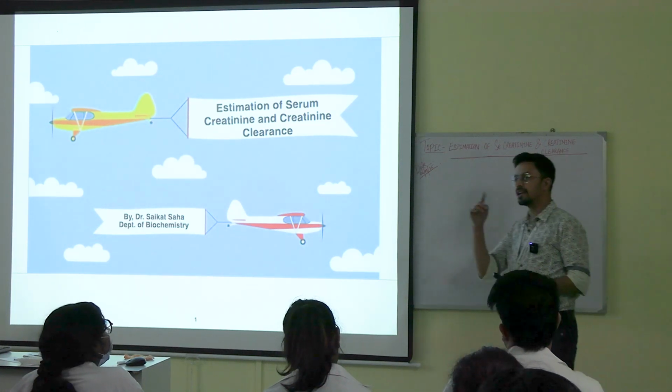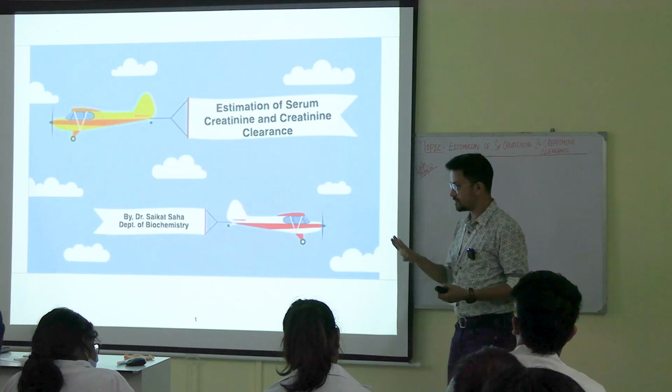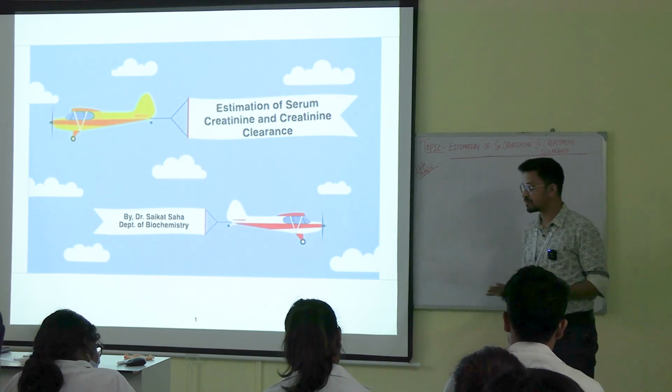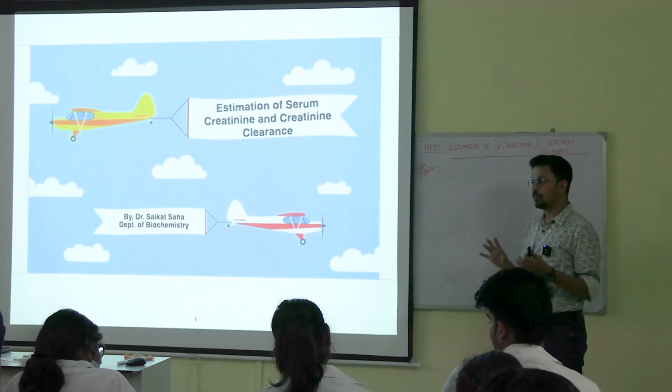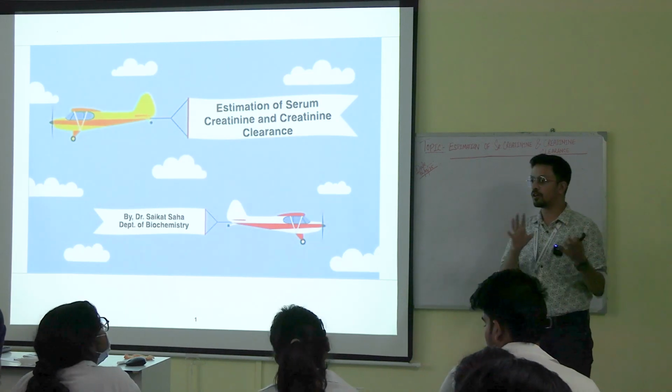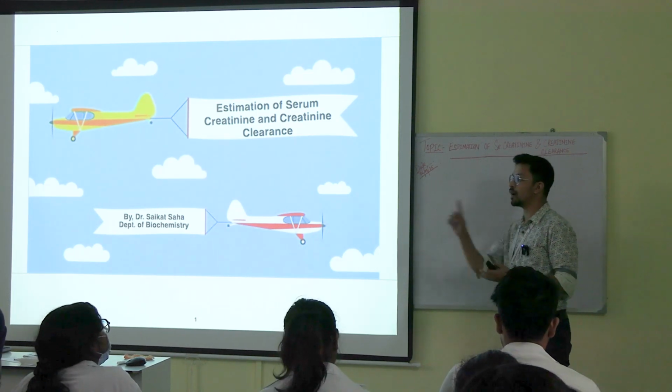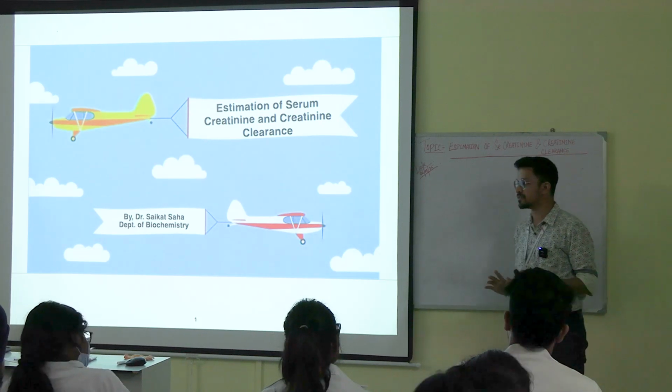Basically, let's say there is a substance X in the blood. How much? 100 ml. Now both the kidneys, how much amount of this substance X can they excrete in 1 minute? That is known as clearance.